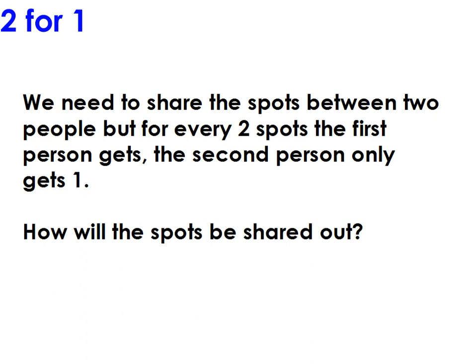Well, we'd say something like this. Let's just stick with 2 for 1. We need to share the spots between 2 people. But for every 2 spots the first person gets, the second person only gets 1. How will the spots be shared out?